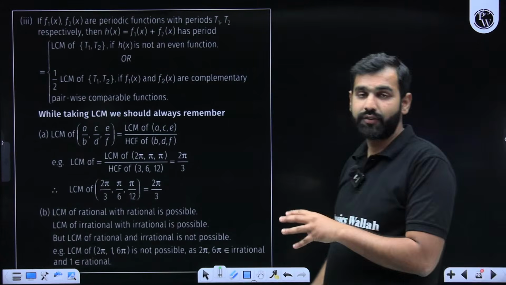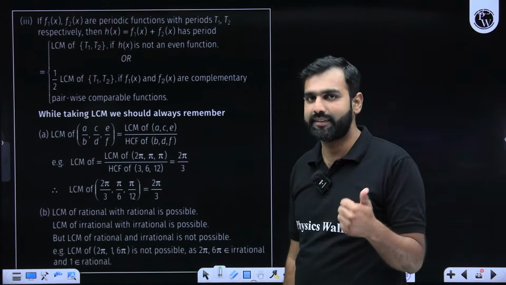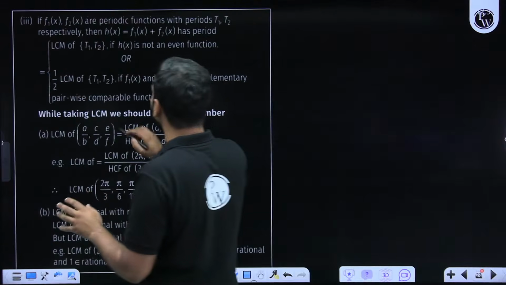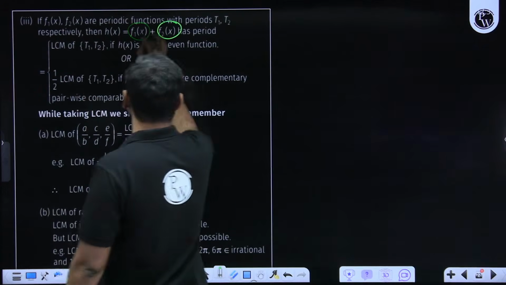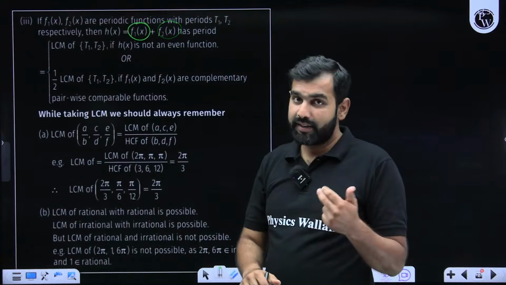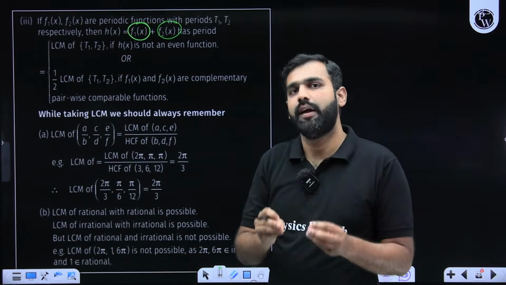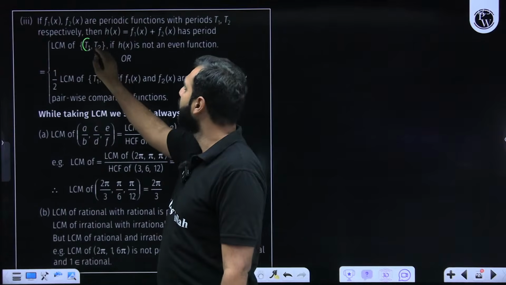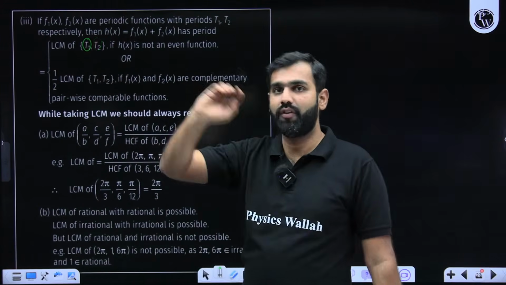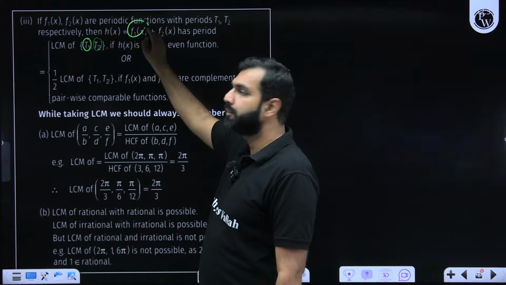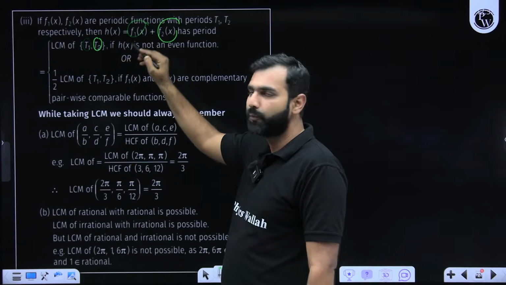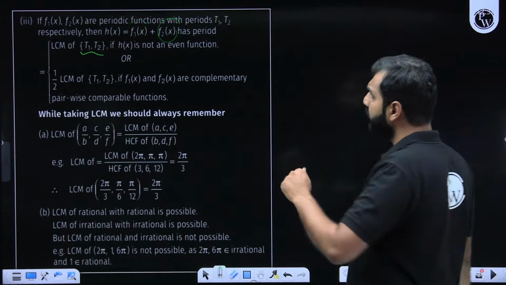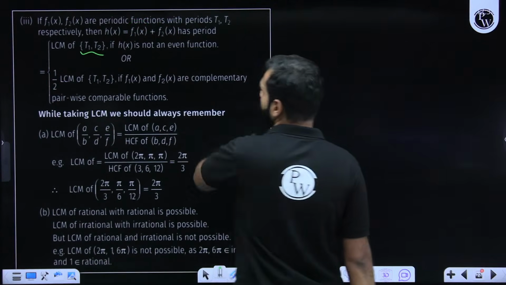In this part, students commit a lot of mistakes. Let me give you more clarity on that. Let's say there are two periodic functions and they are being added. Their addition will have a period which will be the LCM of the periods of those individual functions. So let's say f1 of x has a period T1, f2 of x has a period T2. So the LCM of T1 and T2 will be the period of f1 of x plus f2 of x.